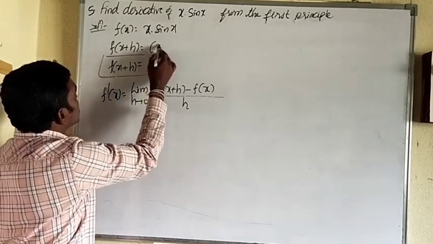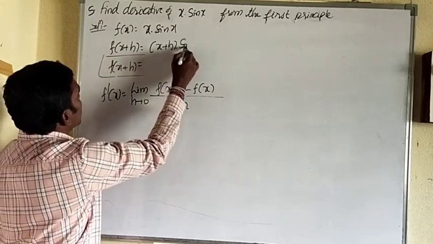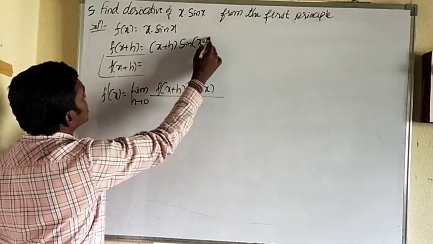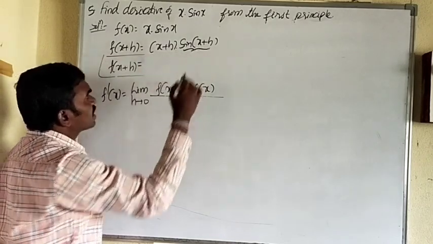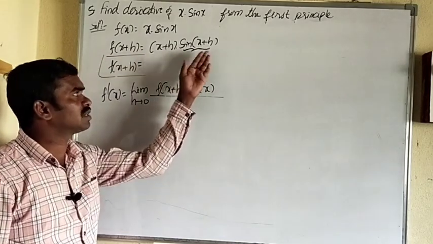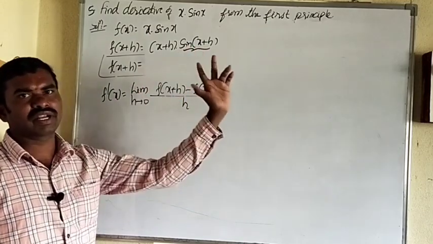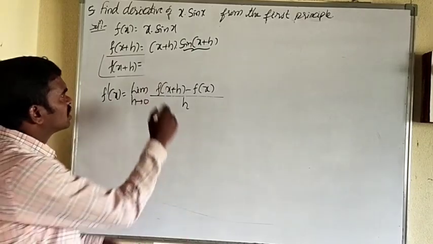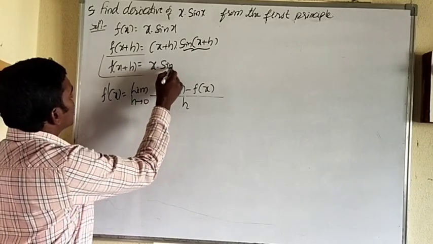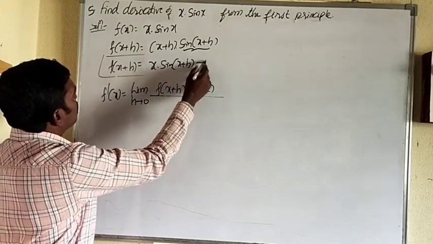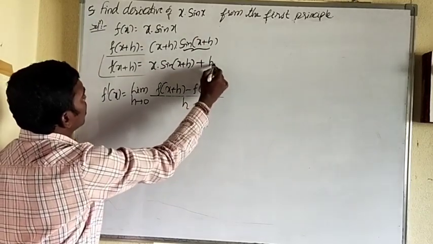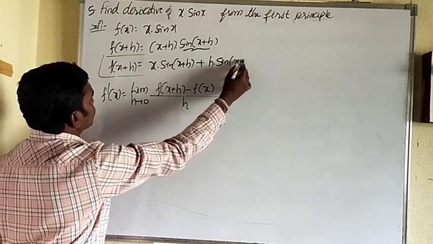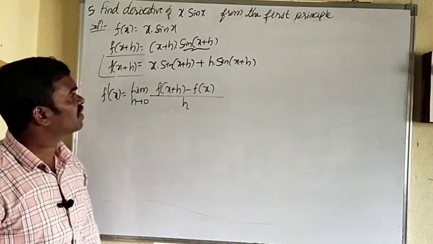x plus h into sin of x plus h, meaning again x plus h. See here, sin of x plus h is treated as a single term. There is some big definition, but there is no need to apply it. Here, x into sin of x plus h, and plus h into again sin of x plus h. So this is the simplification of f of x plus h.